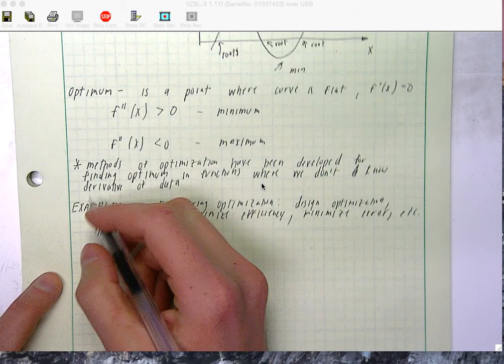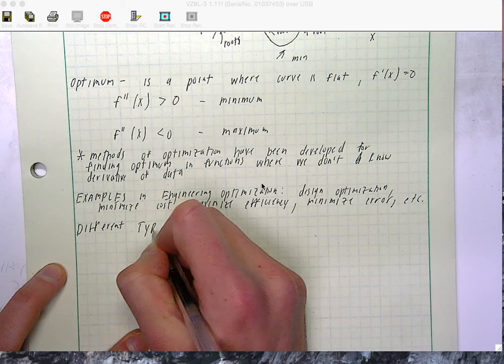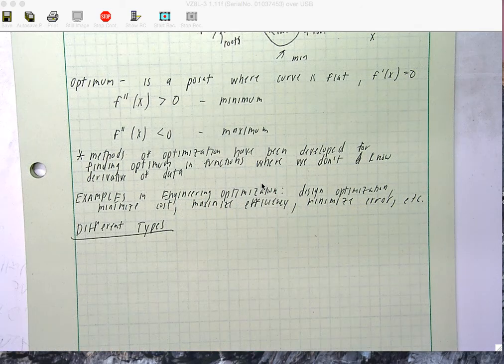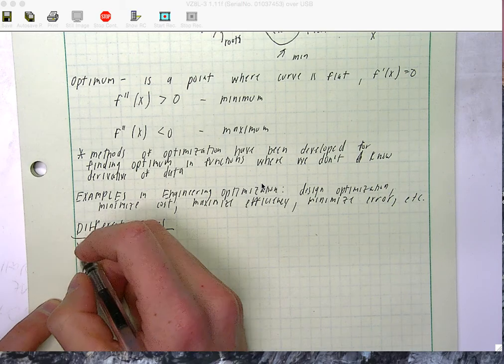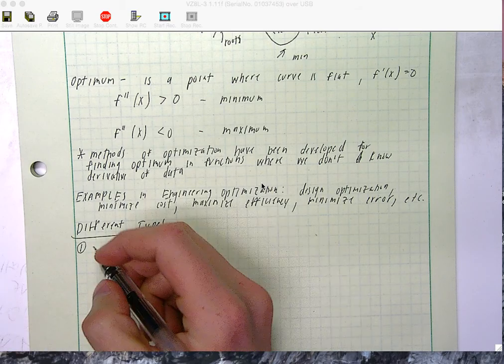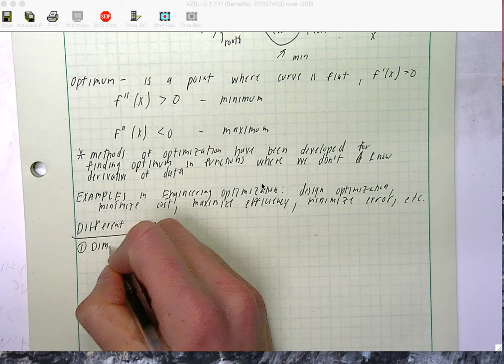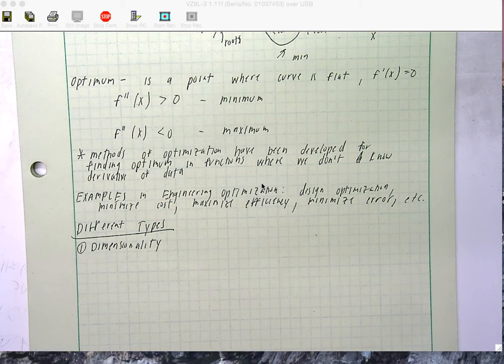And so what we're going to talk about today is a very simple subset of this full optimization area. And optimization problems are categorized into different types. And there's a couple different types that we're going to just familiarize ourselves with, and then I'll show you the type that we are going to be focusing on with our algorithm for this topic. So the first thing to consider is the dimensionality of the optimization.